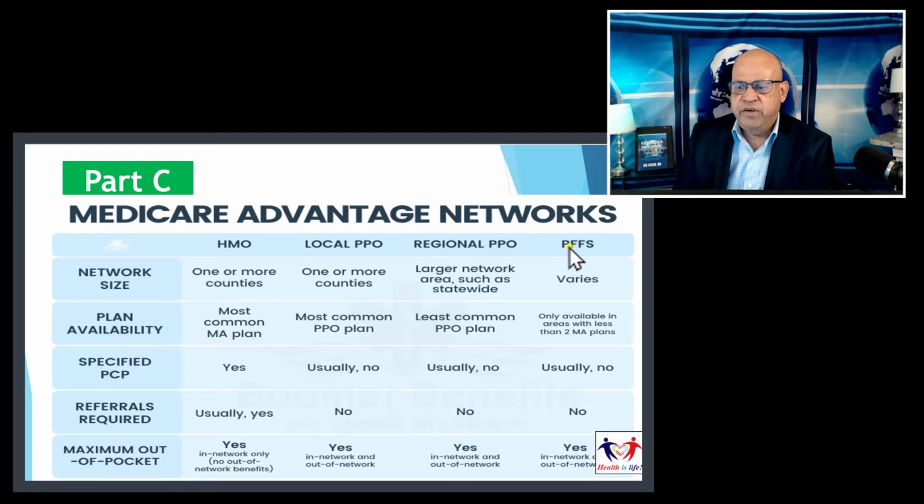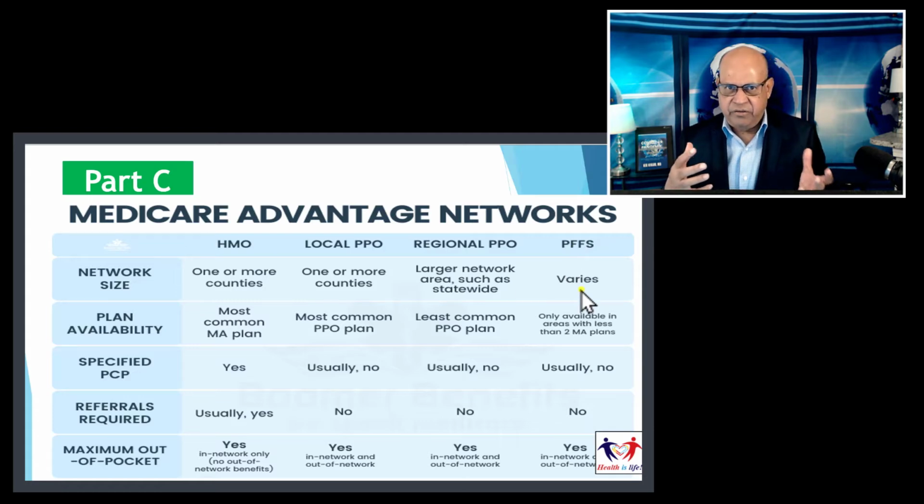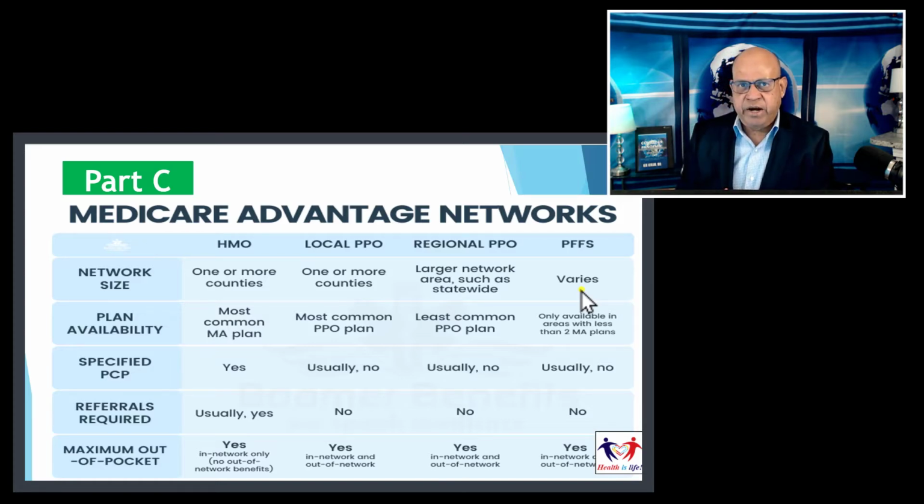The preferred fee-for-service plan is something which is almost like regular Medicare Part A and B insurance, except that you are in a Medicare Advantage network. You can choose any doctor outside to see, however, the doctor has to accept the insurance. If the doctor doesn't accept the insurance, then you could incur extra costs. There's no referral needed, but again, you are going to incur costs because it is fee for service and you're seeing doctors of your choice.